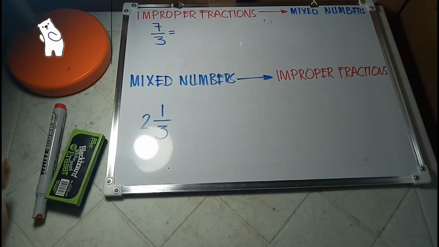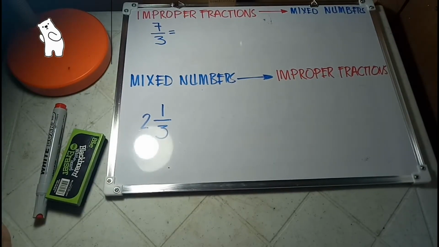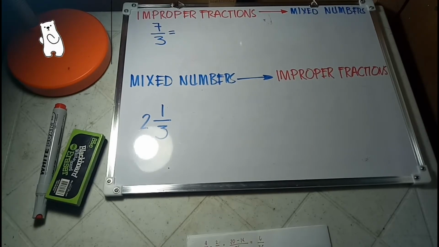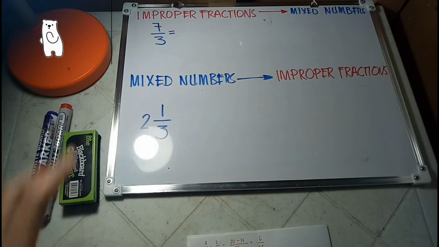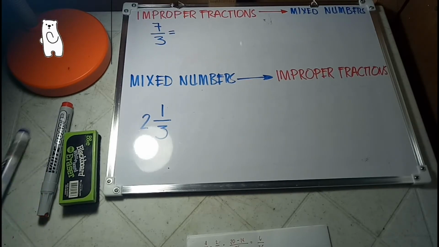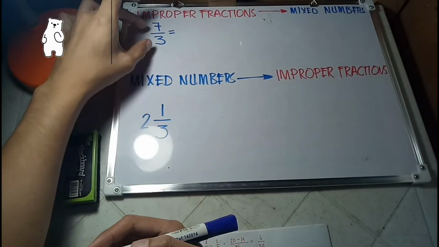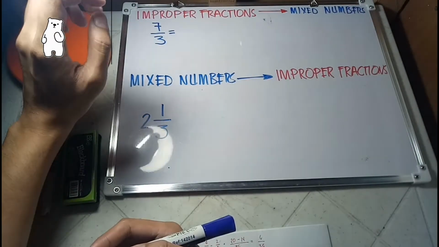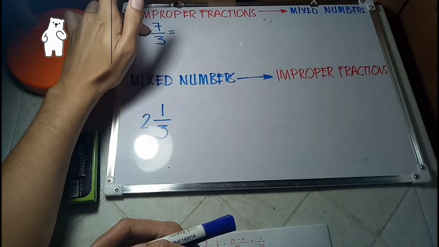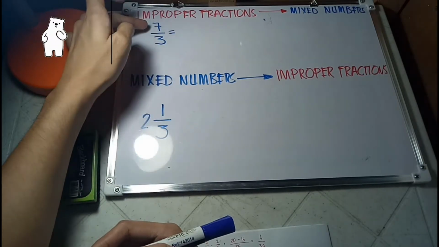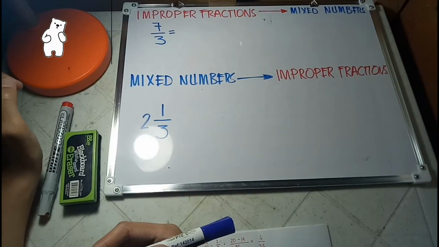In this video, we'll be discussing the conversion of improper fractions to mixed numbers and the conversion of mixed numbers to improper fractions, so vice versa lang po. We have here a sample problem. We'll be converting 7 over 3, an improper fraction, to a mixed number. Now guys, you can say that a fraction is an improper fraction when the numerator is greater, mas malaki yung numerator kaysa sa denominator.